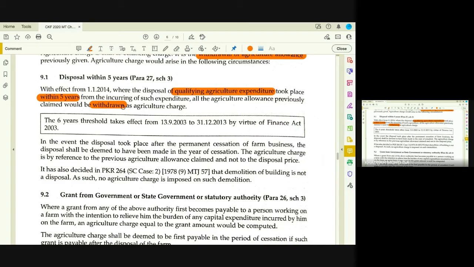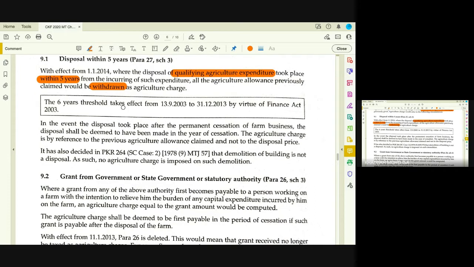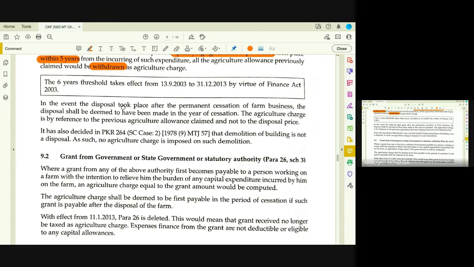So whenever you have qualifying agricultural expenditure, you have to make sure that you run the business for at least 5 years, and only then dispose. If you dispose within 5 years, then you have to claw back. In the event the disposal took place after the permanent cessation of the farm business, the disposal shall be deemed to have been made in the year of cessation. So you have to look into when your year of cessation is, because that is the year that you're going to claw back.